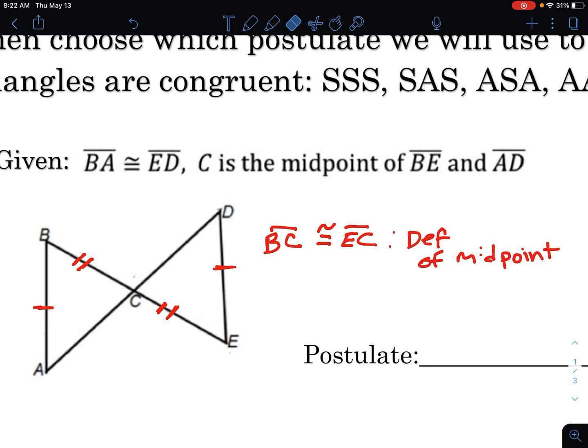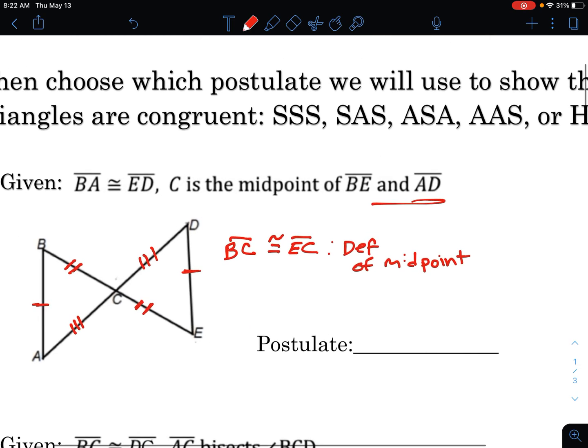C is also the midpoint of AD. Well, that means A to D gets split in half, meaning those 2 halves are going to be equal to each other. So I know this distance is congruent to this distance. We now have enough information for one of the 5 postulates. We have 3 sides of one triangle marked up with 3 sides of the other triangle. It's side, side, side. We could also use side, angle, side. Anyone see what we could do for side, angle, side?